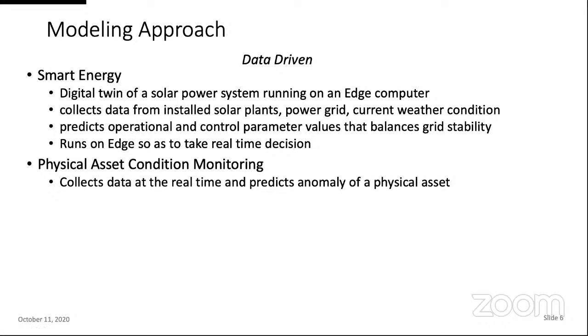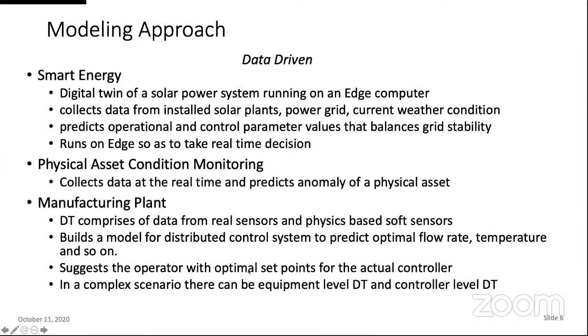There could be another example of condition monitoring of a physical device. For example, it collects the real-time data of a physical system that is running, and it can predict whether it is going to fail based on certain anomalous conditions. For example, in a manufacturing plant, one can get real sensor data, as well as there could be a physics-based soft sensor which can also give data. And this digital model can be a hybrid model which can get data from both the real sensor as well as the soft sensor's simulated data, and it can predict, for example, optimal flow rate, temperature, and so on, and that can be suggested to the operator, who is controlling the actual controller.